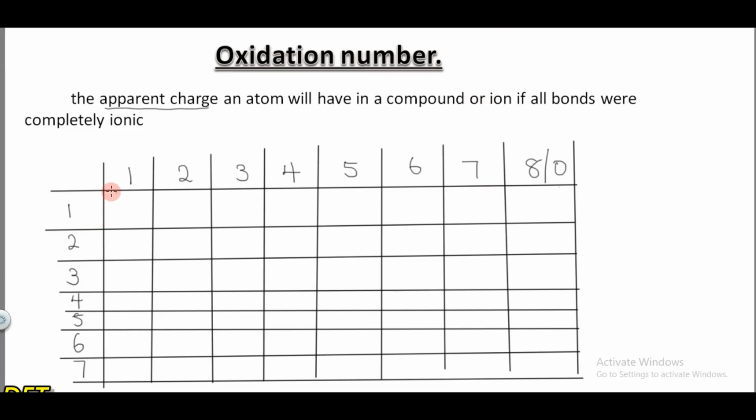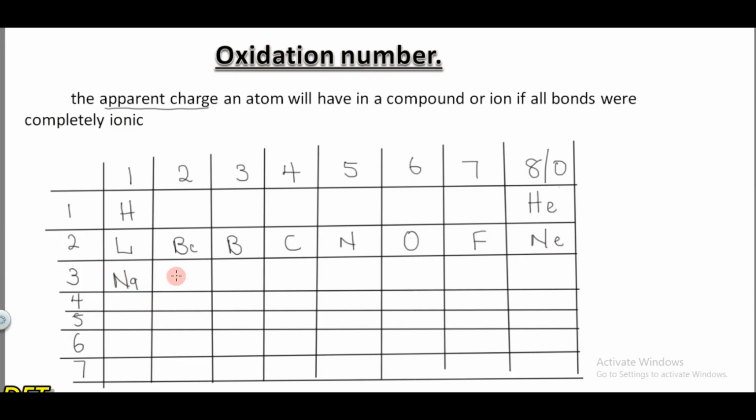So the first 20 elements, the first element is what? Hydrogen. And then we have helium. So hydrogen is in group 1, period 1. Helium is in group 8, period 1, right? Hydrogen, helium. And then we move to lithium, beryllium, boron, carbon, nitrogen, oxygen, fluorine, neon, right?